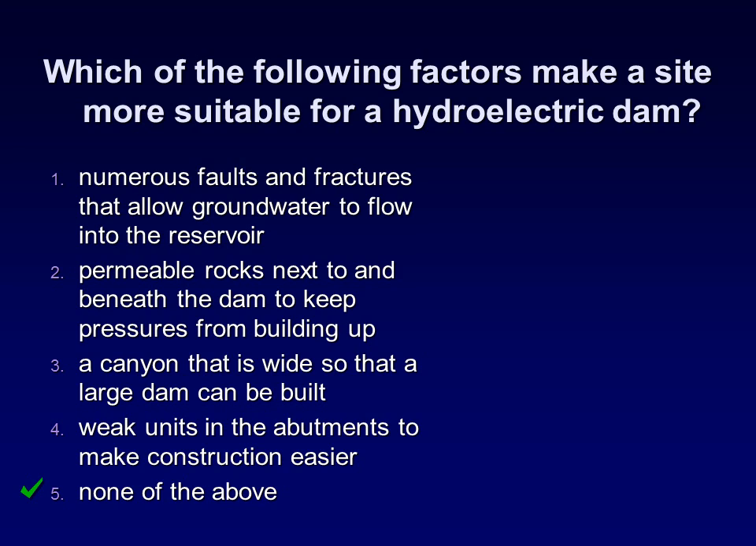Number 4, weak units in the abutments to make construction easier. No, no, no. We want to have strong rocks in the abutments. Remember, that's the side areas near the wall. And those need to be strong because you're building up lots of pressure with all that water. So if you've got weak rocks, it's not going to hold up. So none of these are correct answers.